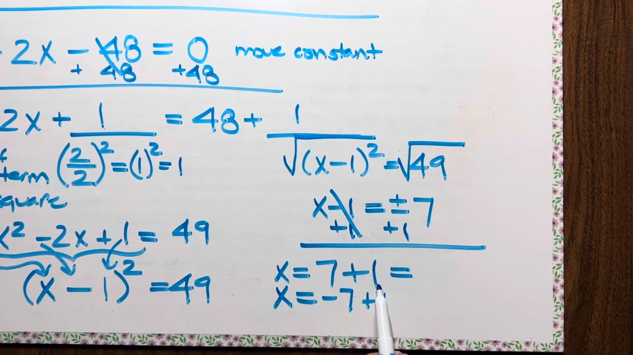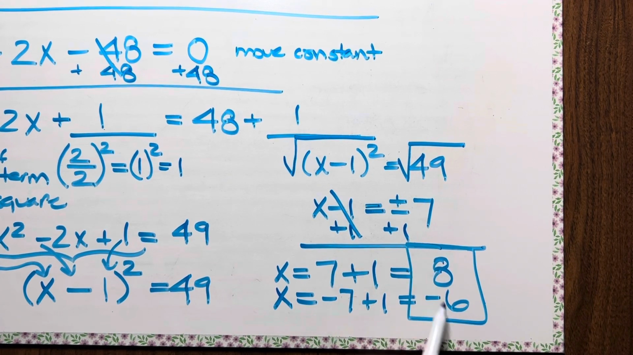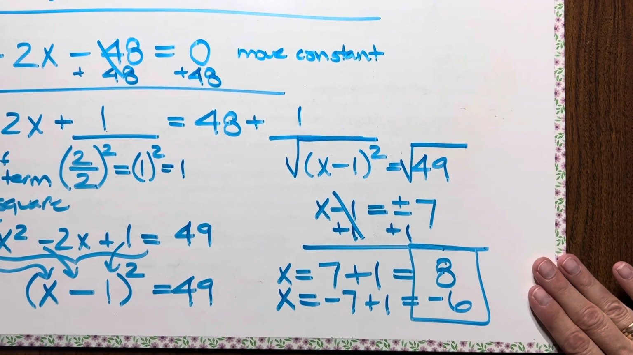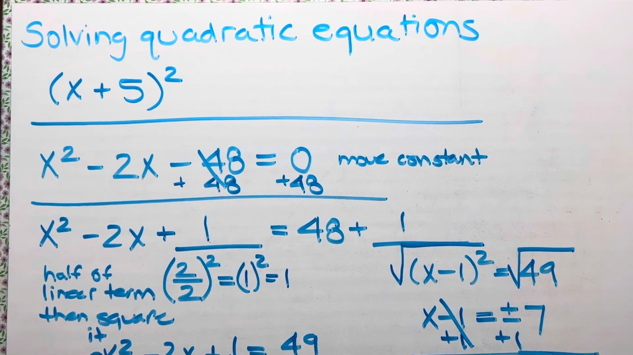So I have 7 plus 1. So one of my answers is x equals 8. Negative 7 plus 1 is negative 6. That's my other solution. So I do get two answers. These turn out to be very nice integer values. And that is how I have solved my quadratic by using completing the square.